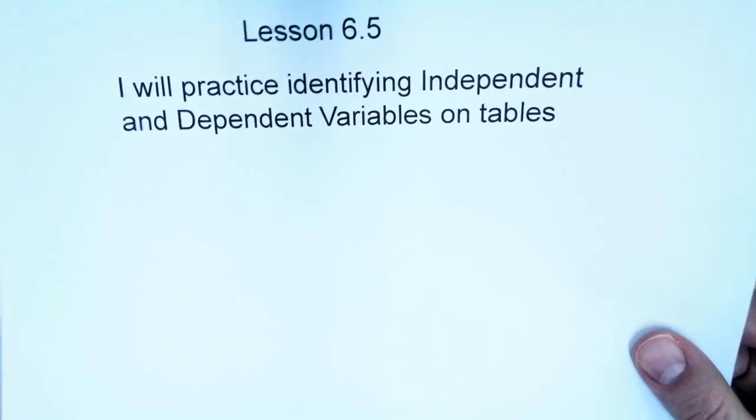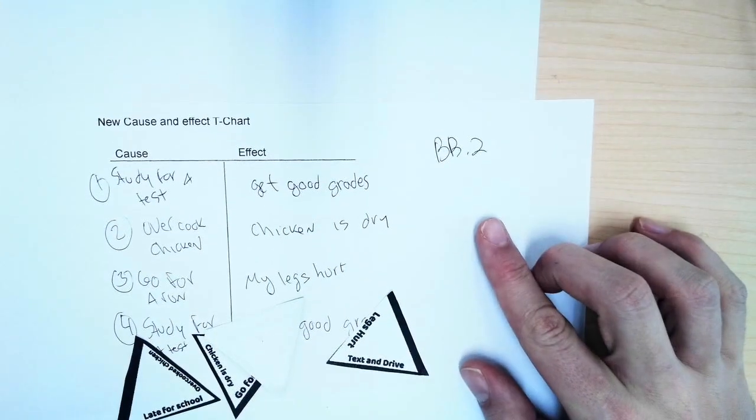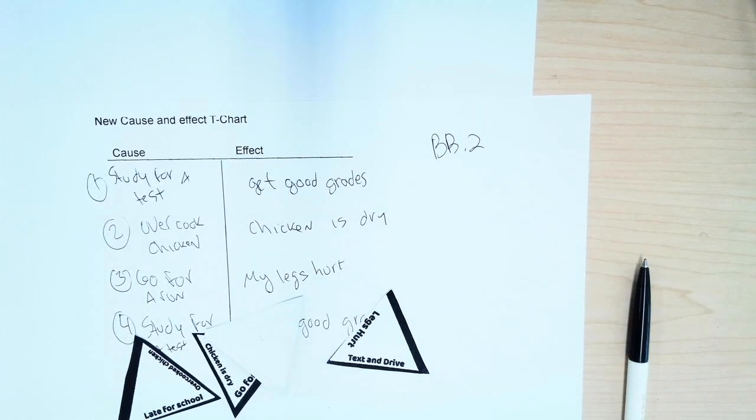Today we learned about practicing with independent and dependent variables. If you need more help, you can go to BB2 on Excel, or you can refer to the textbook. The homework assignment will be BB2 on Excel.